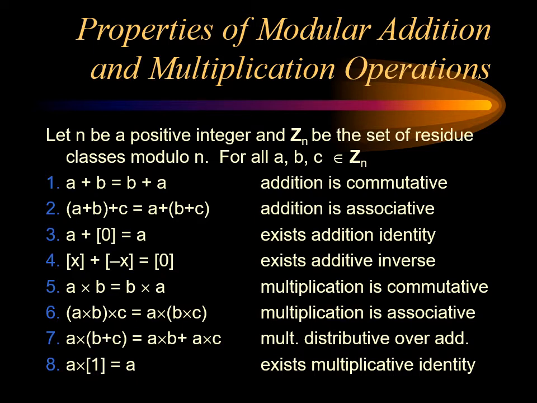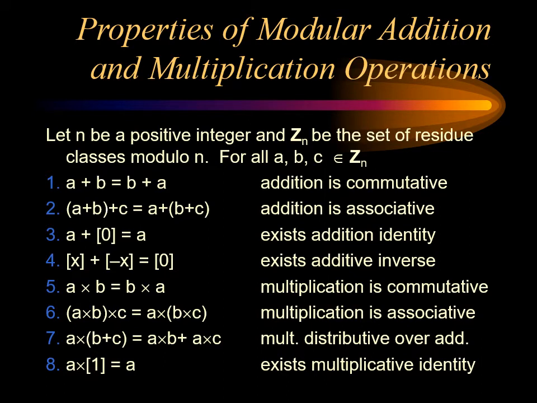You also have associative properties on both the addition operation and the multiplication operation. You certainly have both the multiplicative identity and the additive identity, which are 1 and 0 here. And there is an additive inverse, where the plus and minus in this case exist here.